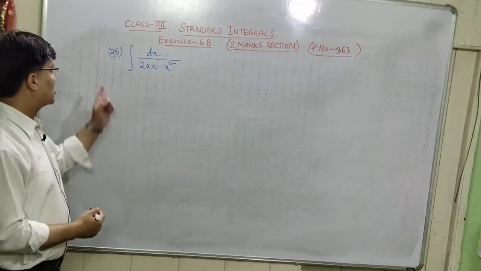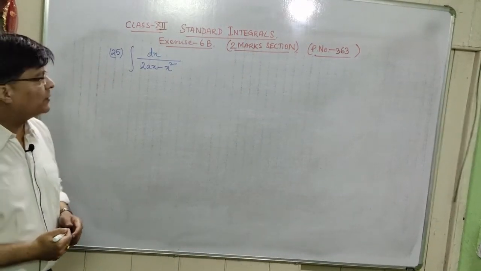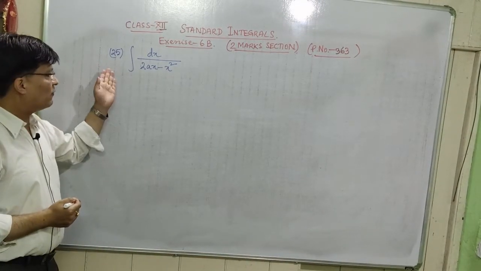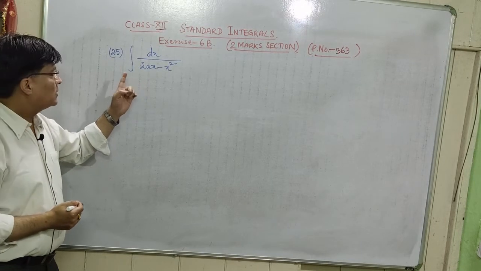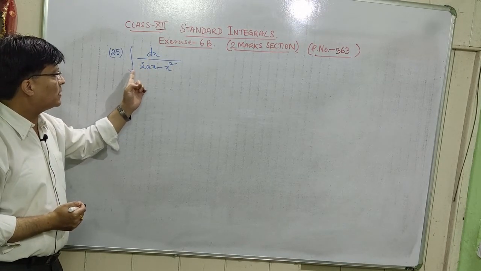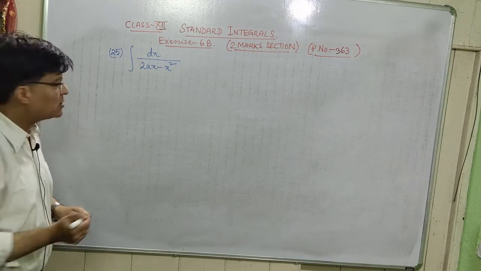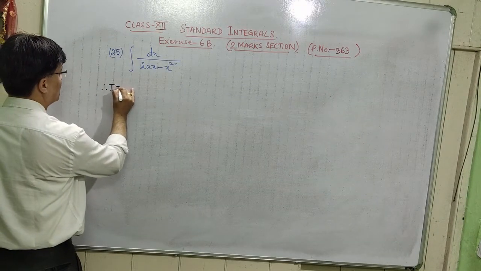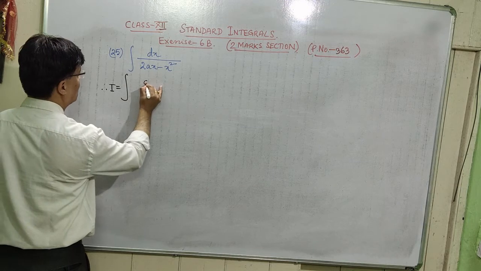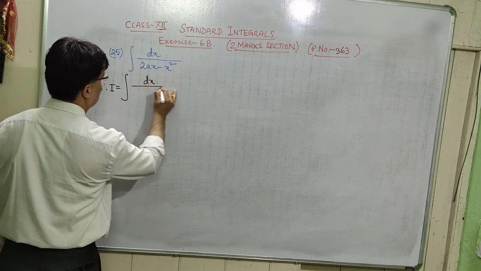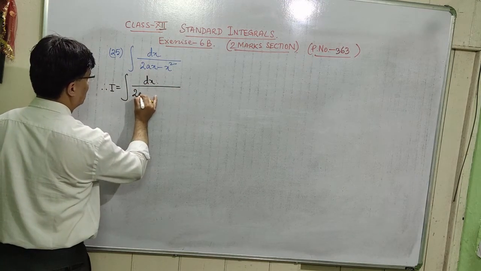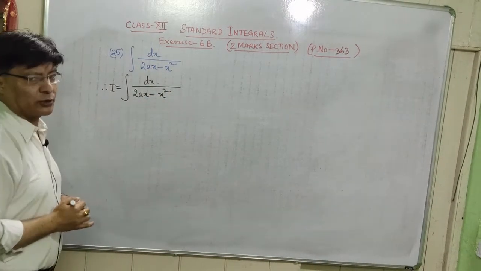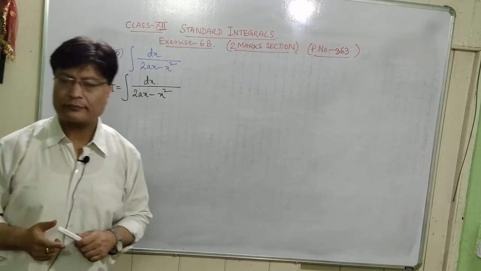So now we'll do the next question, that is question number 25. Question number 25 here is, you have to evaluate this integration, that is integration of dx divided by 2ax minus x square. Okay. So let us write here first, I is equal to integration of dx divided by 2ax minus x square.